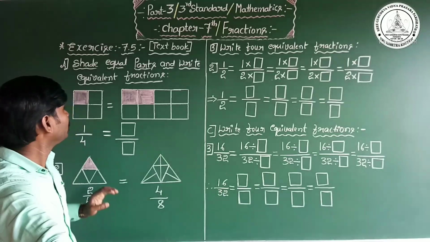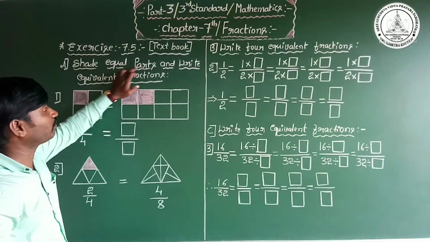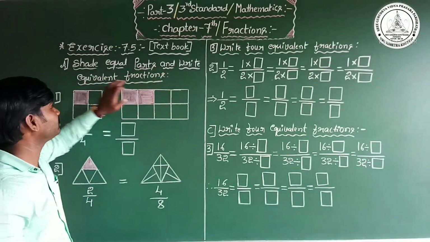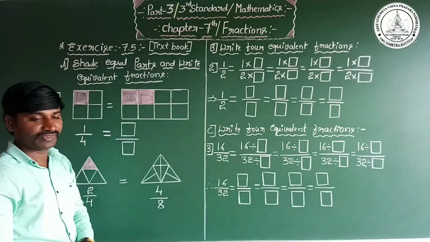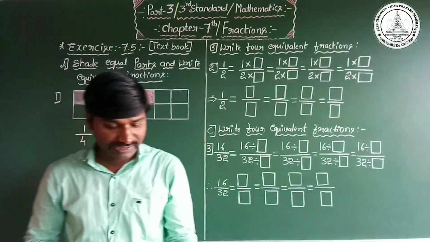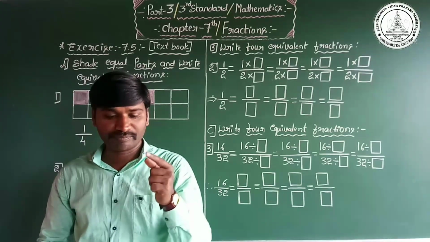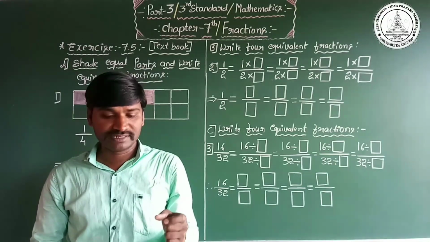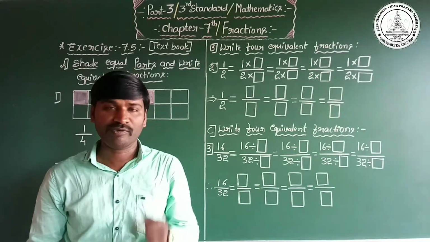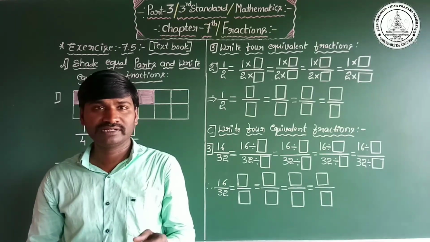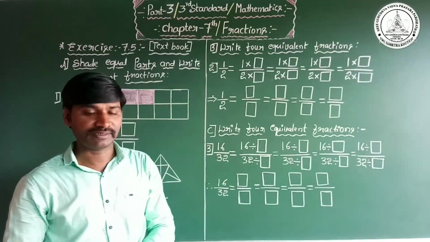Okay, dear students. In the A main, shade equal parts and write equivalent fractions. Open page 174, exercise 7.5. All mains have one model example. You observe it, then you do the next examples.